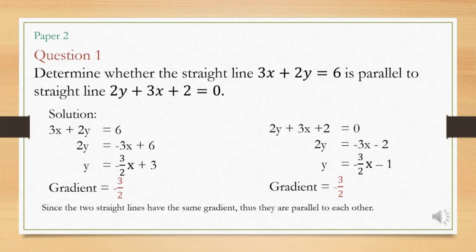Next, our group would like to discuss some questions from paper 2. Here is question 1. Determine whether the straight line 3x plus 2y equal to 6 is parallel to straight line 2y plus 3x plus 2 equal to 0. The solution is, we change the form of the two straight lines into general form, which is y equal to mx plus c, to find out the gradient of each line. If the two straight lines have the same gradient, they are parallel to each other.